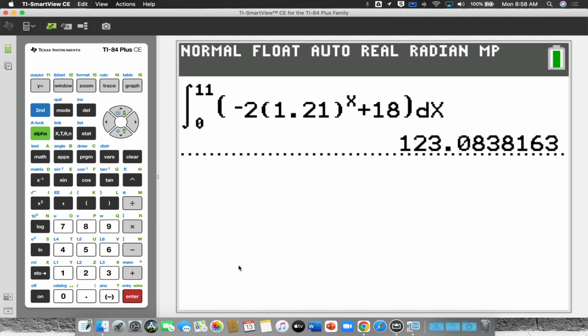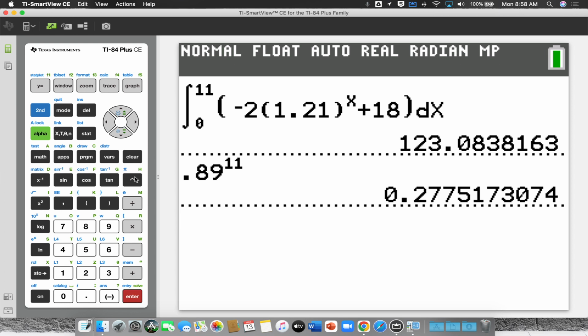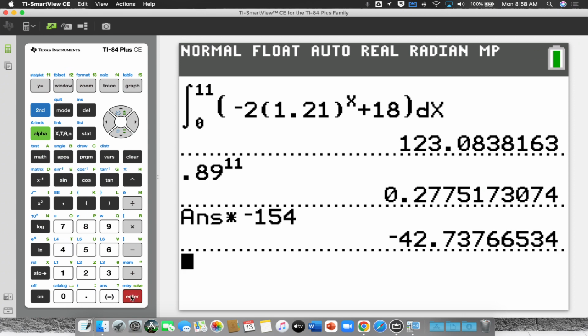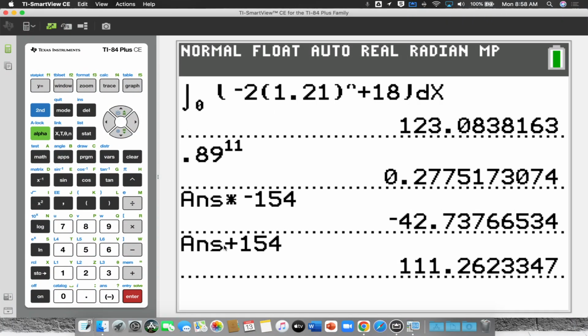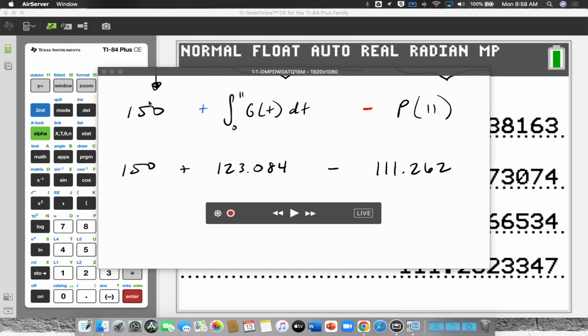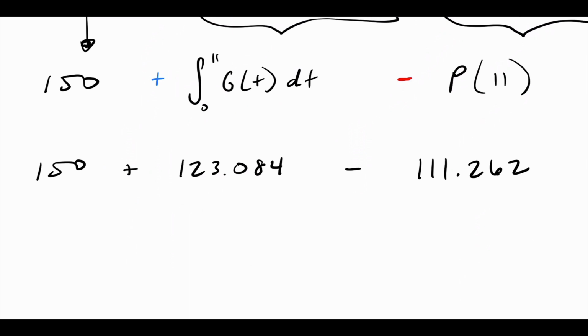Okay? And then the last one, we just plug in 11 for P. So 0.89 to the 11 power times -154 plus 154. 111.262. Add the first, subtract the last, and you get your answer.